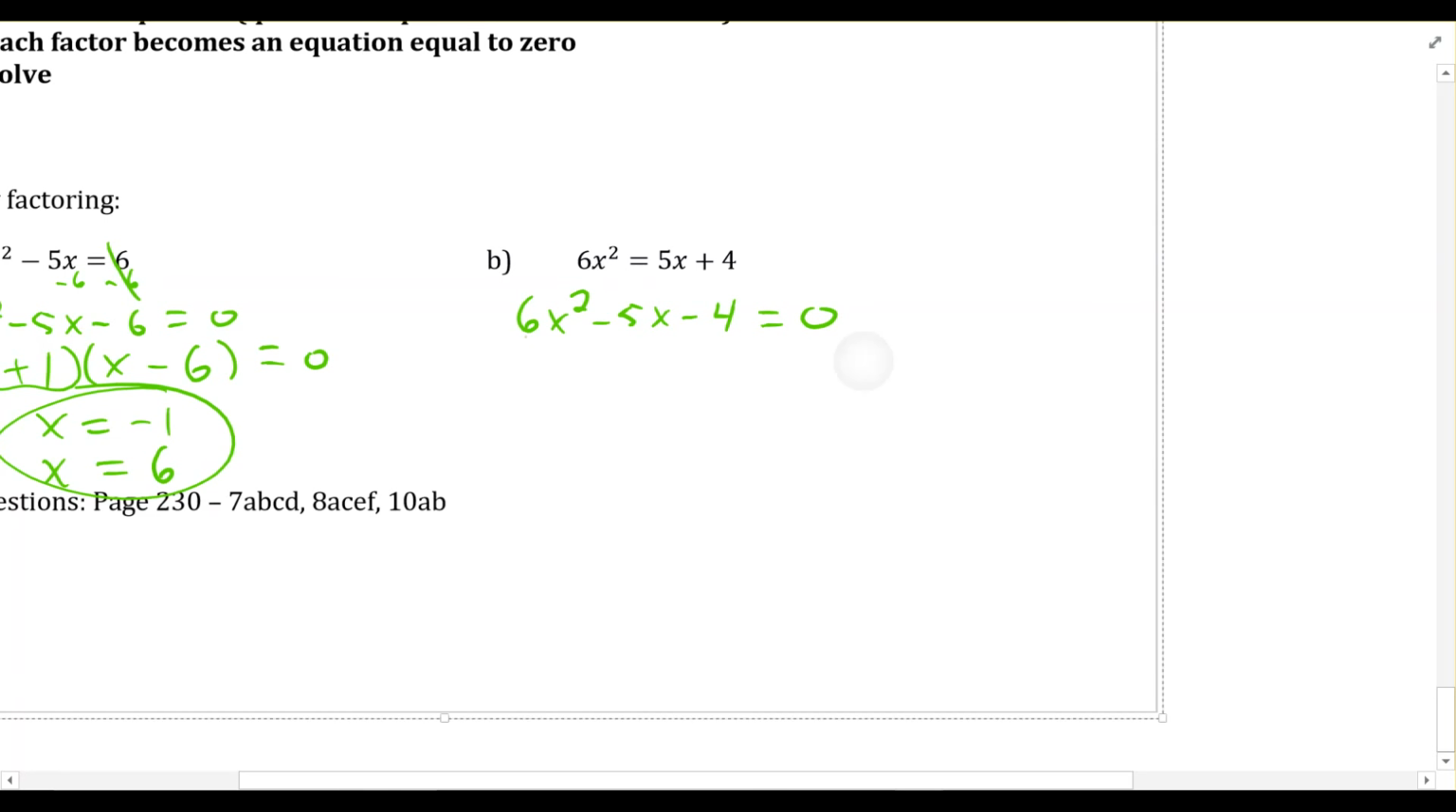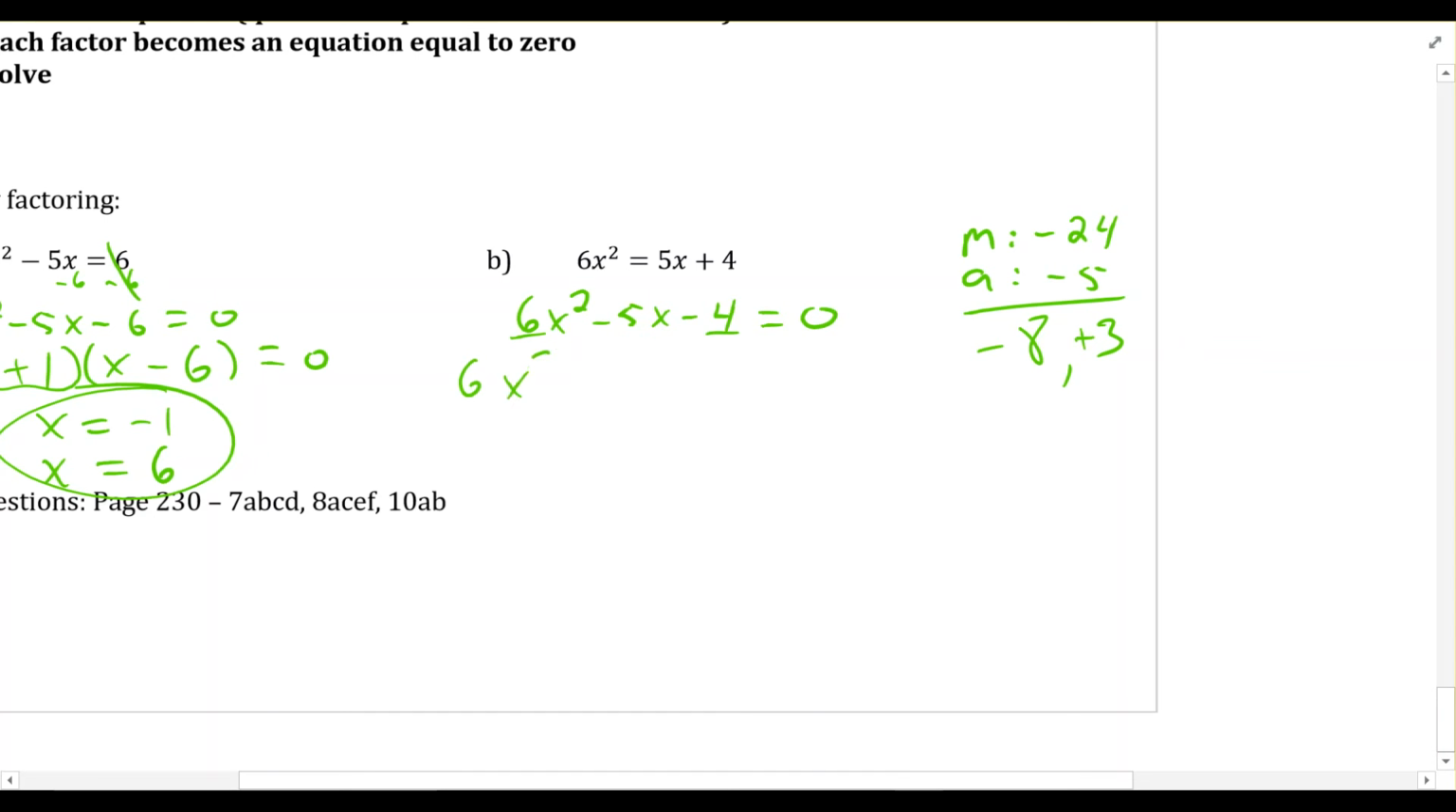Now, the two numbers that we're interested in, they need to multiply to negative 24, and they need to add to negative 5. I would say 8 and 3 seem like a good candidate. So negative 24, so one's going to be negative, one's going to be positive. This one's got to be negative because it's got to be negative 5 in the end. That one's going to be positive. So let's rewrite this. 6x squared minus 8x plus 3x minus 4 is equal to 0.